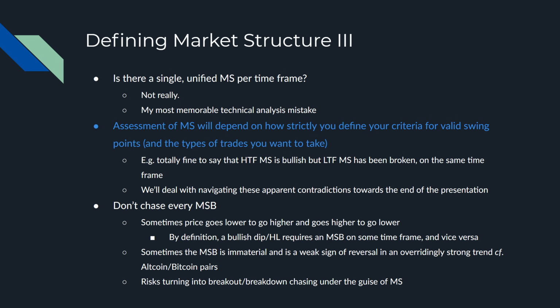So for example, it's totally fine to say that high time frame market structure is bullish, but the low time frame market structure has been broken, even on the same time frame. So if you look at a chart and you think, well, yeah, you've got a higher low here, but this is a lower low, and oh my god, do I have to pick and choose? The answer is not really.